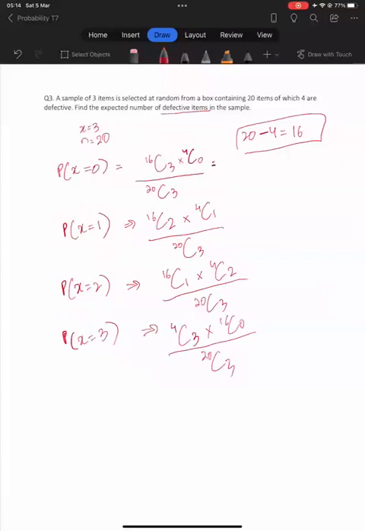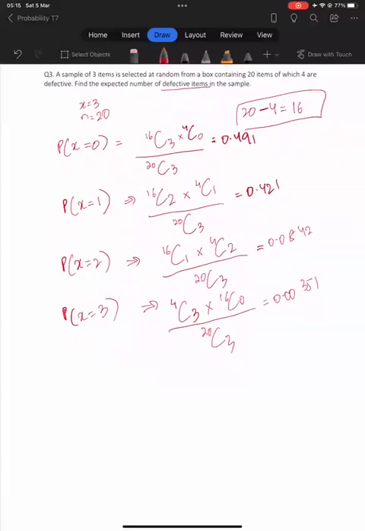So it should be 0.491, then 0.421, 0.0842, and finally 0.00351. These are the probabilities we got, and we need the expected number of defective items.